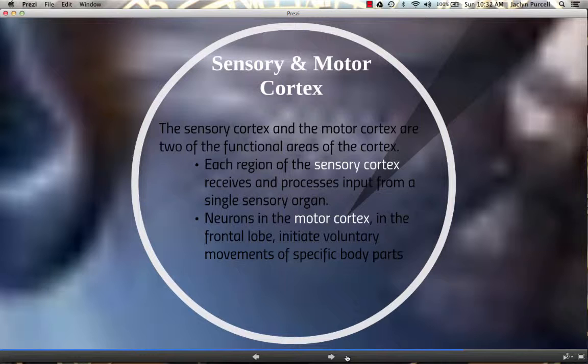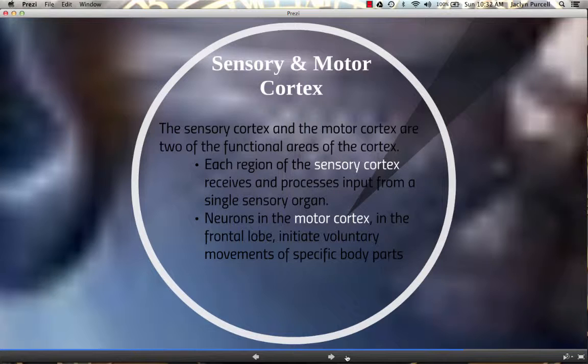Each region of the sensory cortex receives and processes input from a single sensory organ. Inputs from the eyes are sent to the visual cortex in the occipital lobe. Inputs from the ears are sent to the auditory cortex in the temporal lobe. Inputs from the skin sensory organs connect to the somatosensory cortex in the parietal lobe. Neighboring body areas send somatosensory inputs to neighboring parts of the somatosensory cortex. This pattern of brain organization is called a homunculus.